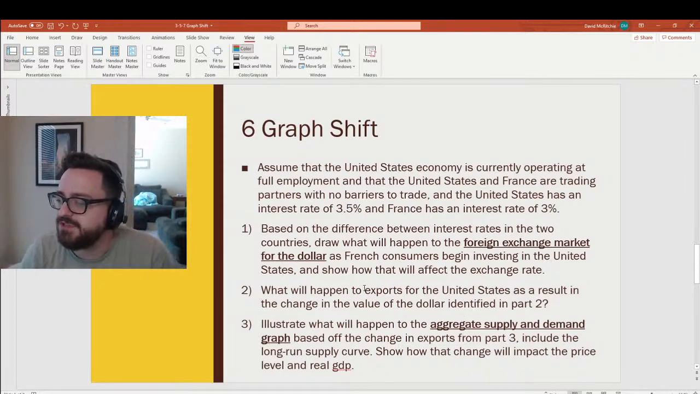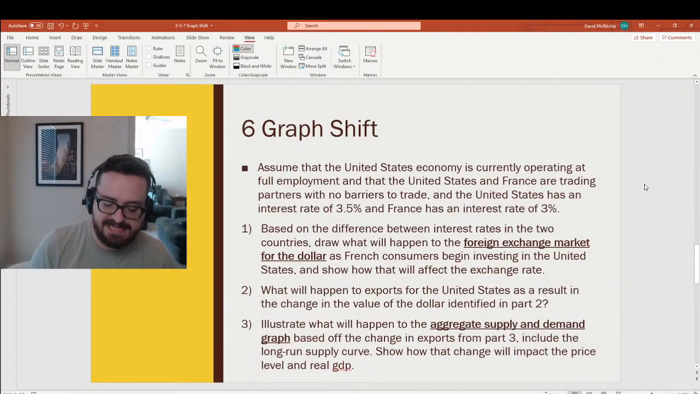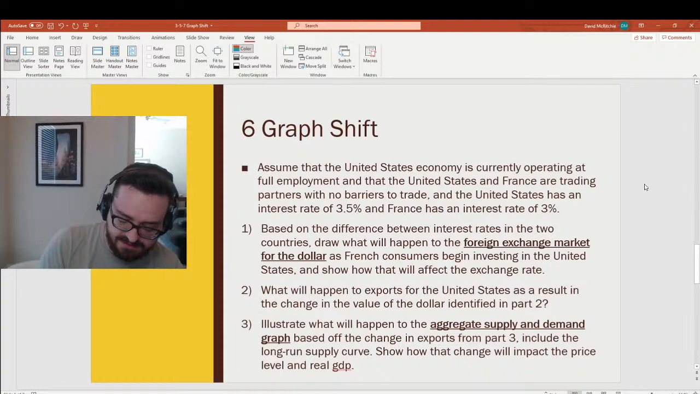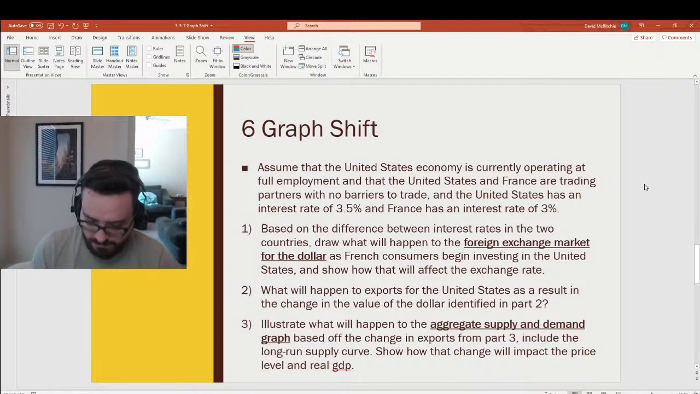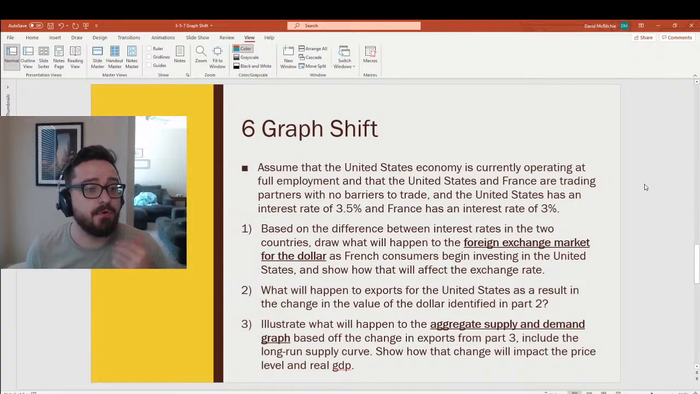So what will happen to exports for the United States as a result of the change in the value of the dollar identified in part 2? Well, we just said that it now takes more euros to get a dollar, which means that the dollar has appreciated in value. And when the dollar appreciates in value internationally, meaning it now takes more euros to get a dollar, that'll mean for the United States, if American consumers want to buy European goods and they get more euros per dollar, then Americans could buy more stuff from Europe, specifically France, but they all use the euro, so it's fine.